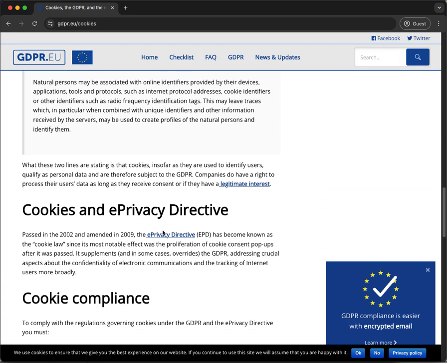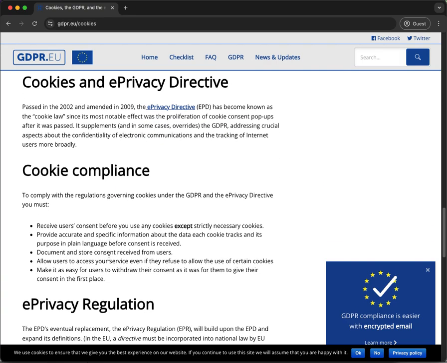If we go down further in this page, it talks about compliance. To comply with the regulations governing cookies under GDPR and the e-privacy directive, you must receive users' consent before you use any cookies except strictly necessary cookies. So I'm just going to talk about this one here because this is kind of the most important thing. You can see there's the consent line down the bottom here, and I haven't consented to anything.